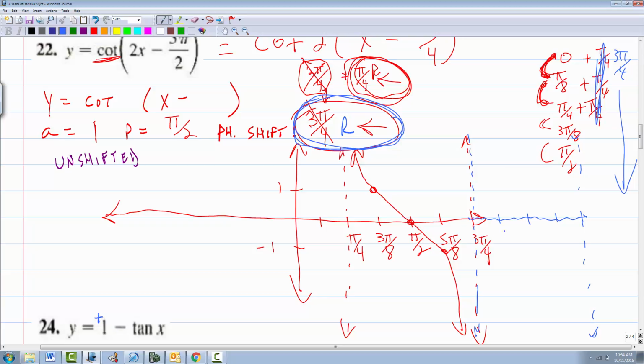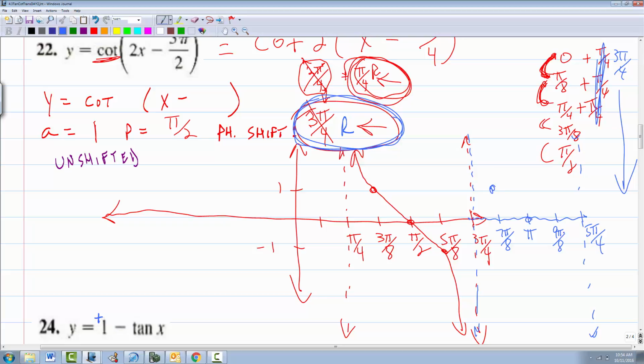Okay, so let's go back here. 5 pi over 8, 6 pi over 8. What's next? 7 pi over 8. What's next? 8 pi over 8. What's next? 9 pi over 8. What's next? 10 pi over 8. And if you need to write them before you reduce them, do it. Everyone should be on the same page on this one.